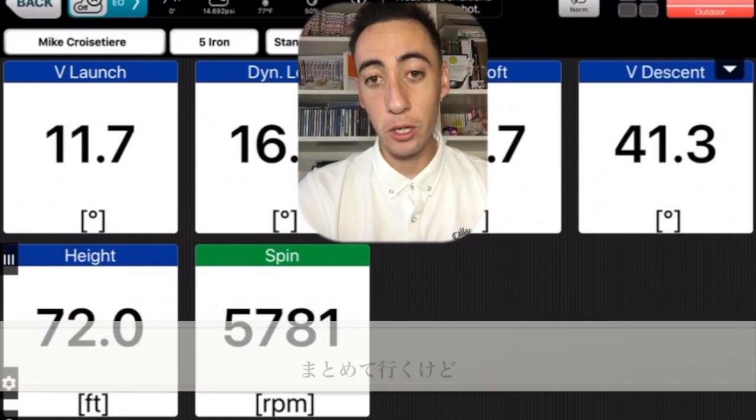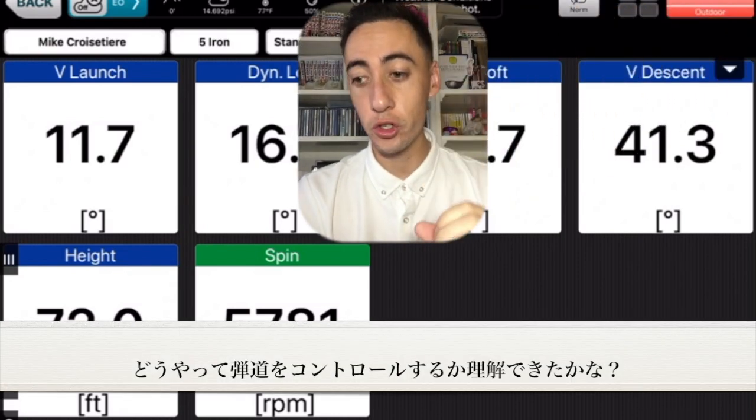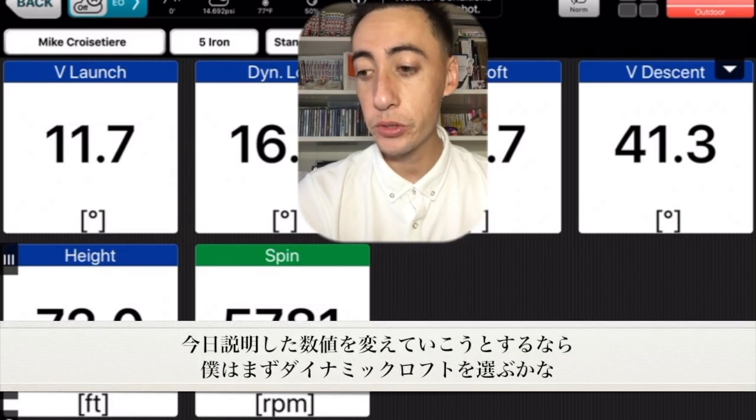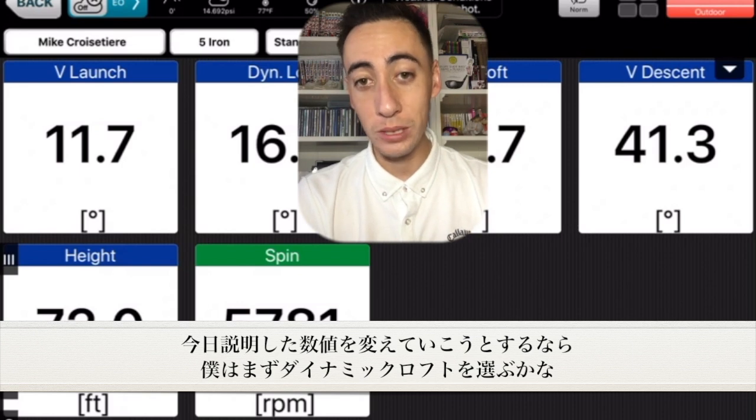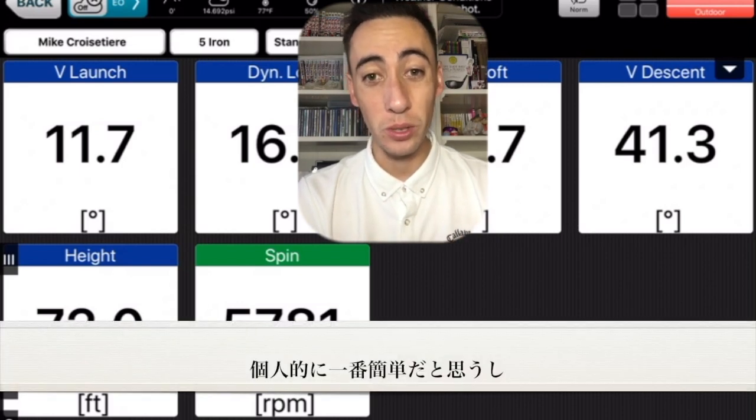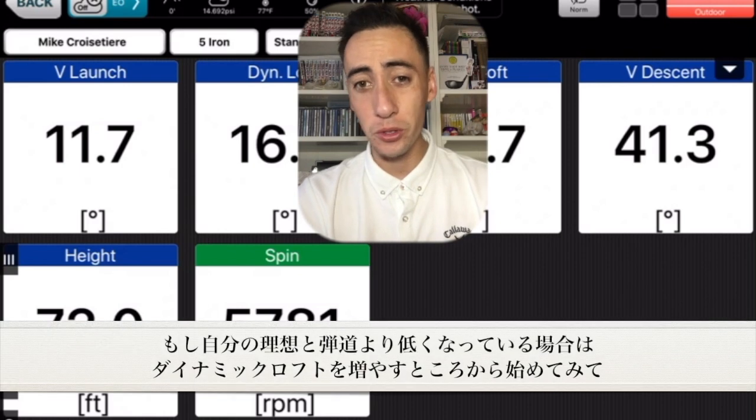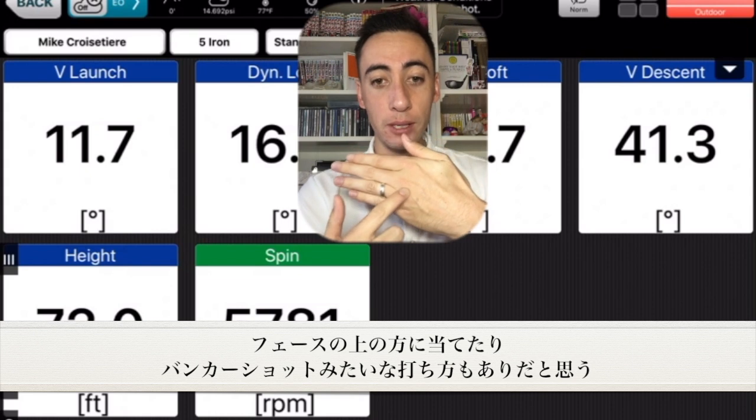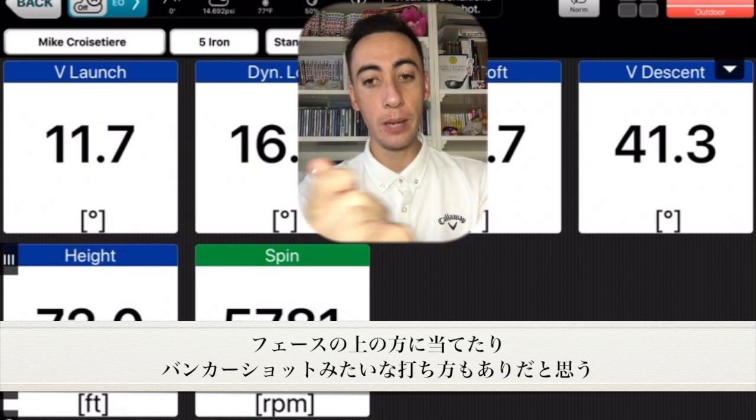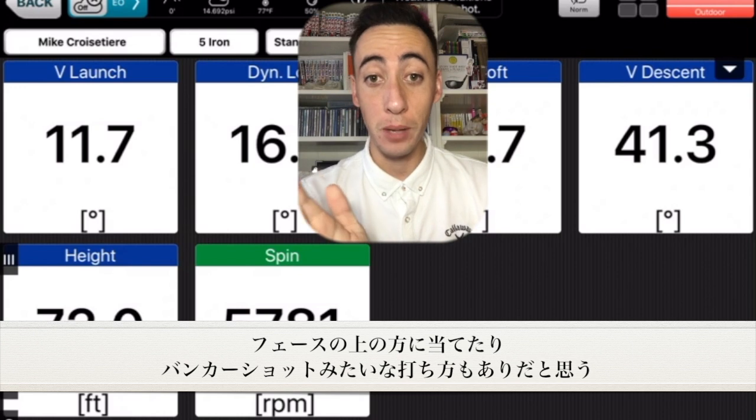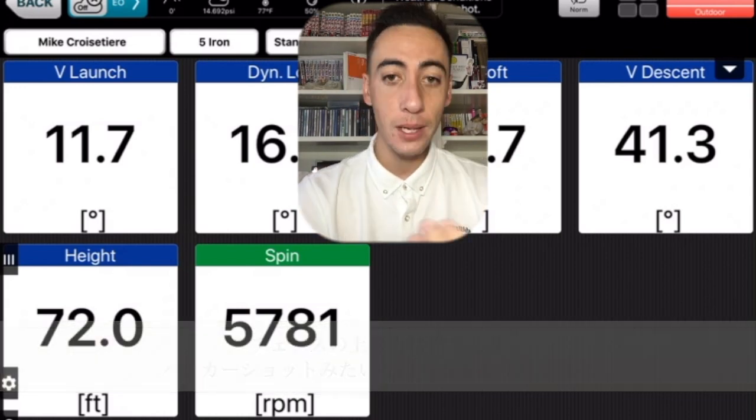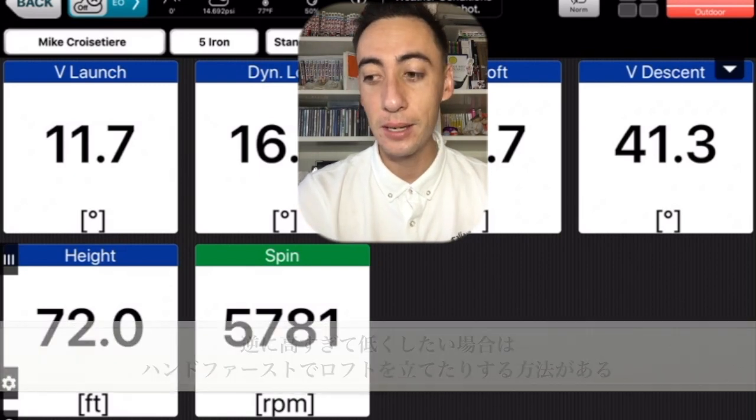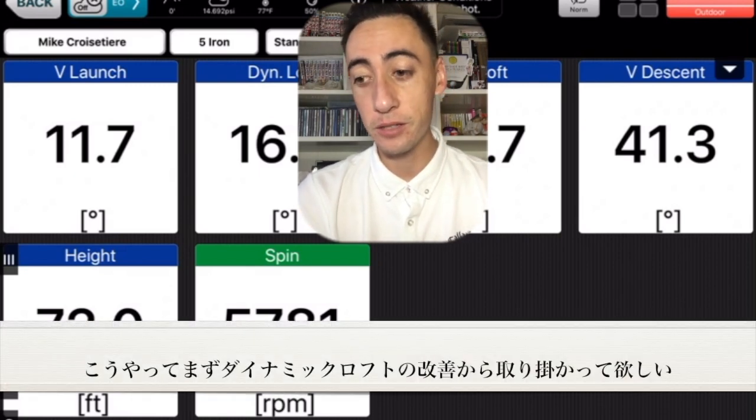So to wrap this video up, I hope you enjoyed this look at how to control your trajectory. The main thing I think you should focus on when you're trying to change these numbers is to first start with dynamic loft. I feel like that's the easiest one to fix. If you're hitting the golf ball too low for your preference, try to add dynamic loft. You can do that by striking the golf ball a little higher in the face, maybe coming through feeling like you're hitting a bunker shot or trying to add loft through the shot. If you're hitting the ball too high, obviously try to take off loft, maybe with a little more handle first ideas. Those could be some ideas on how to fix it first.